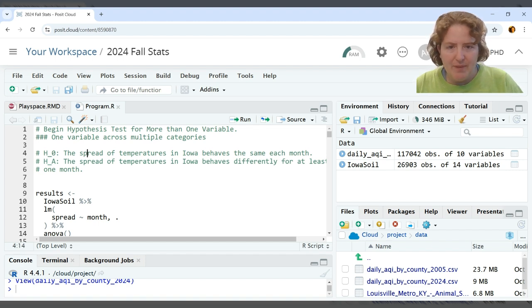And so, my month, this is my category, and then this is my number. I've got 12 months, so however many categories, and then a bunch of numbers that are spread out by category.